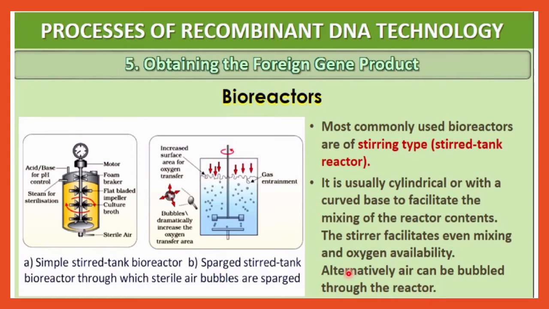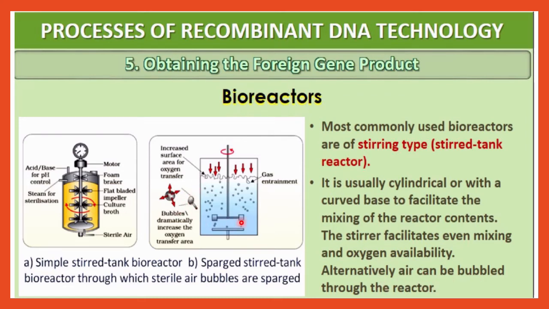Sometimes from the bottom, you can see a sparger is there. This is one kind of sparger, a pipe-like structure, and from there oxygen will be supplied. So alternatively, if you don't have a stirrer, then you can use oxygen bubbles, because all these reactions require oxygen.